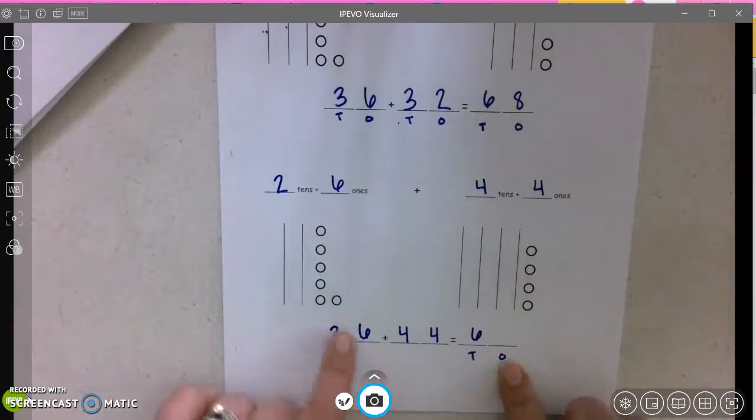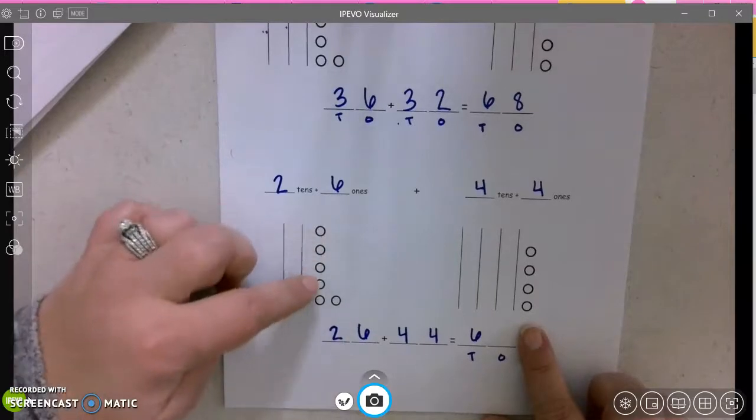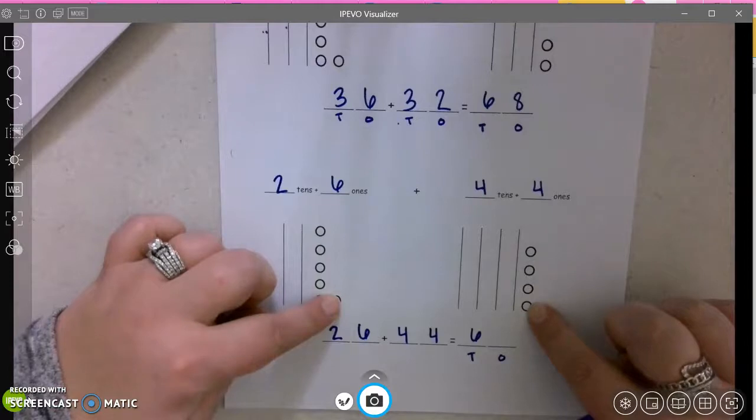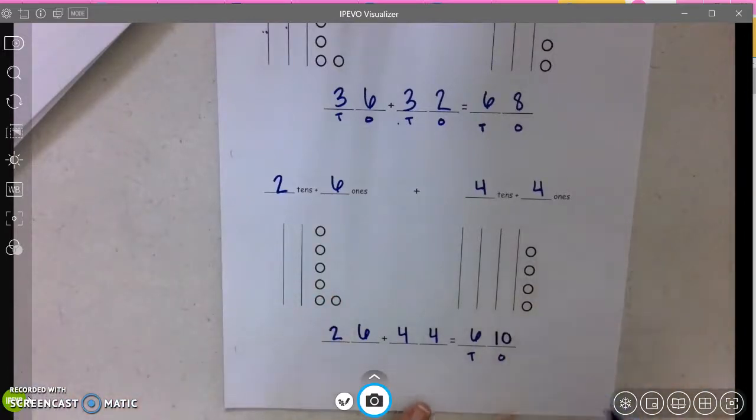And then how many ones do we have in all? We have 1, 2, 3, 4, 5, 6, 7, 8, 9, 10. Uh-oh. Now what? Now what do we do? So in this one spot, we can only have 1 digit. 10 is a 2-digit number.